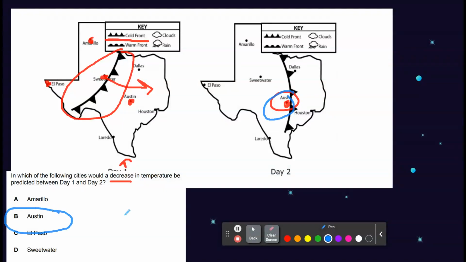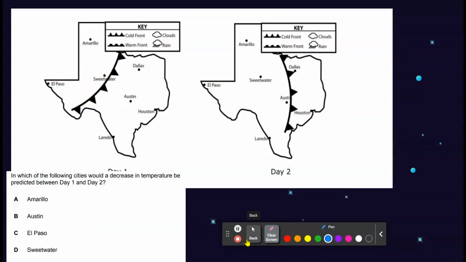So the answer to this question is Austin is most likely going to have a decrease in temperature. And we can make predictions with weather just knowing these different facts, right? So Austin, we can predict, is going to have a decrease in temperature. It's going to be colder in Austin on day two.